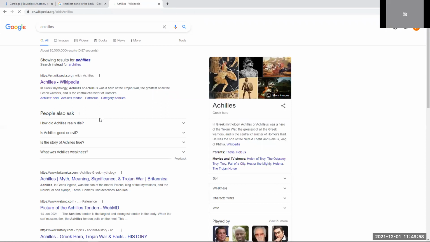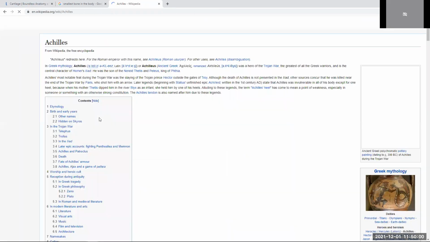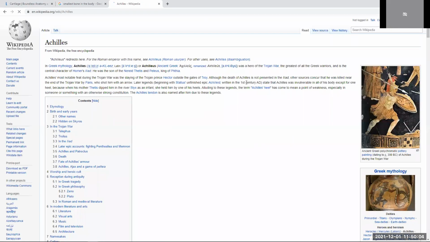So that was his weak spot, because they dipped him. Where is the story? Right, so here we go. Achilles was invulnerable in all parts except his heel, because his mother dipped him in the river Styx and she held him by one of his heels. So right in that area there, of course, they now call it the Achilles tendon.